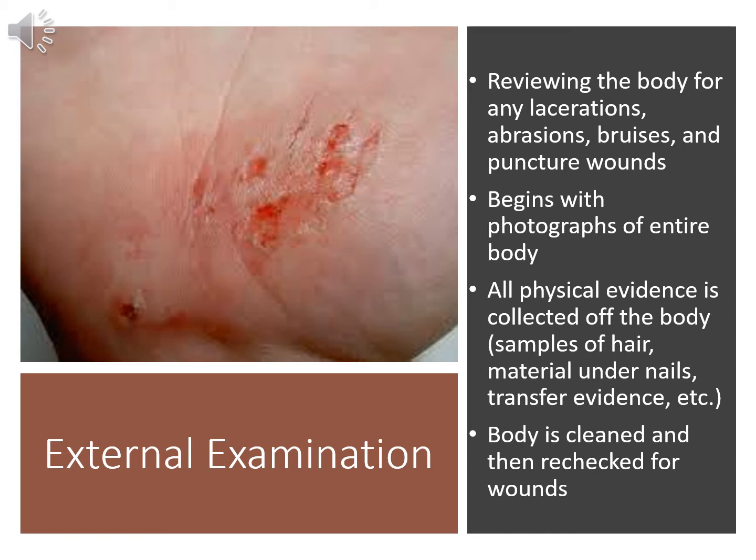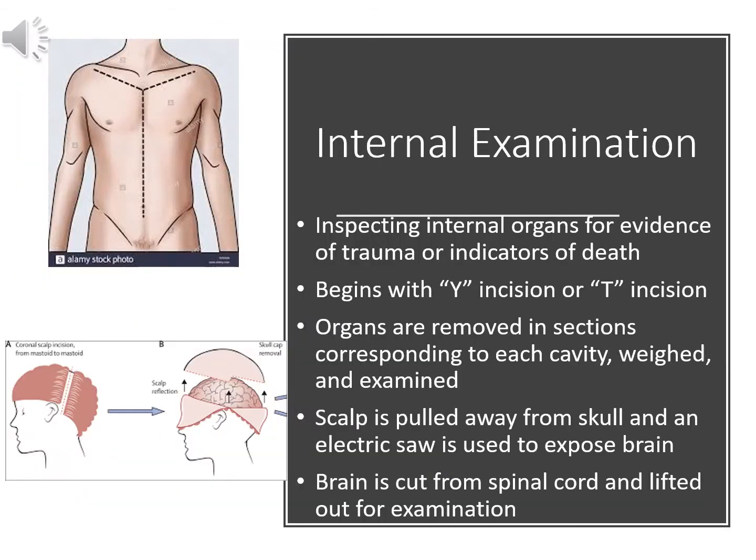And then the body is cleaned and rechecked for wounds to see if anything else has become visible before the move to the internal examination. Okay, so the internal examination is just what it sounds like. You're going to inspect the internal organs for evidence of trauma or indications of death. Typically, you're going to be either looking at a T or a Y incision.